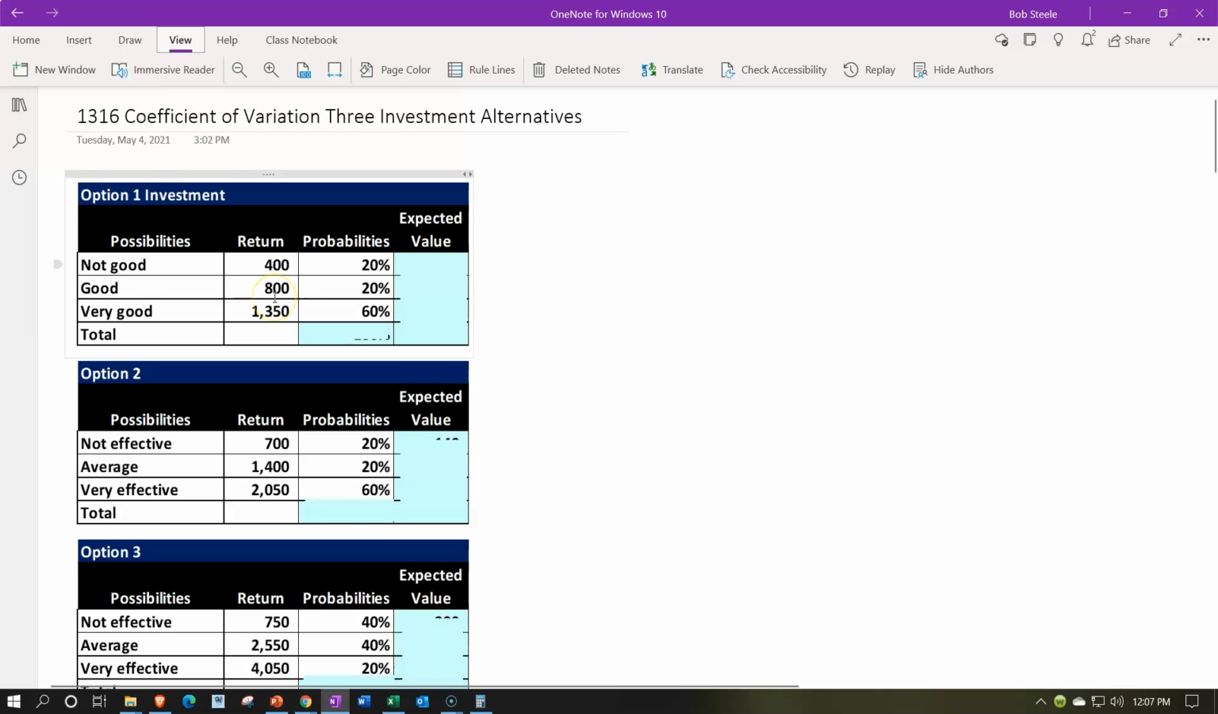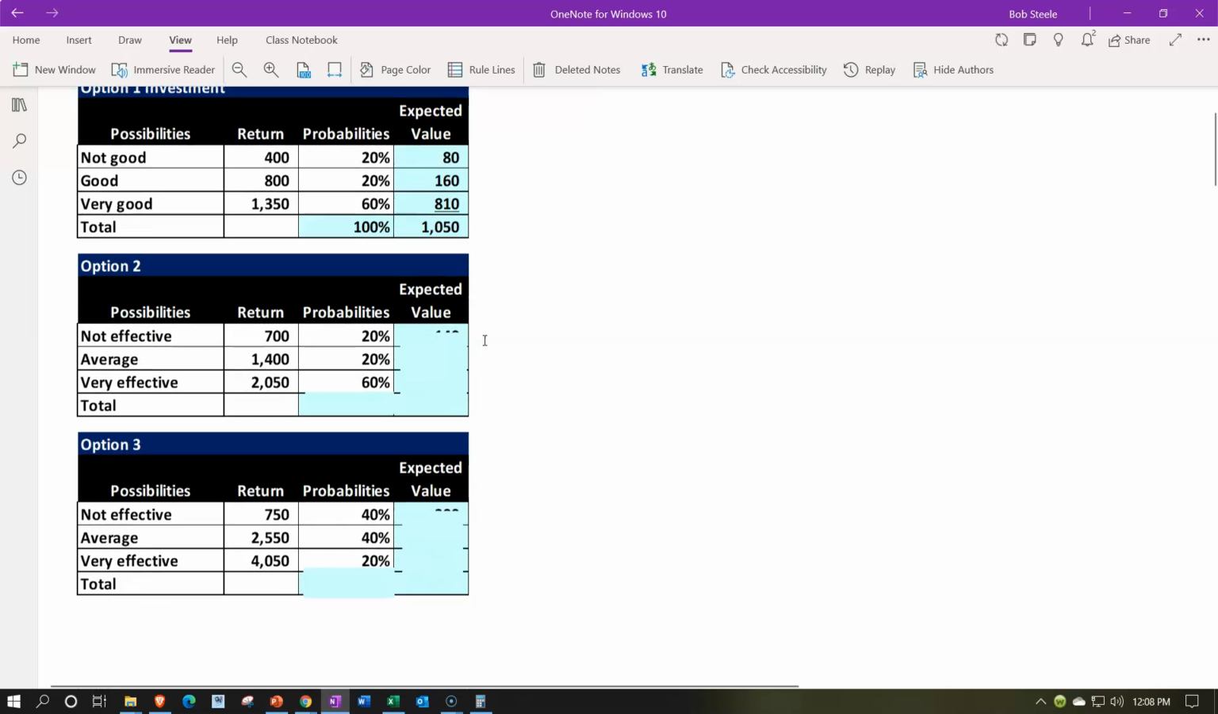So we're going to say that not good, we got the 400 times the 20%. That's going to give us the 80. The 800 times the 20% is the 160. And the very good is going to be our most likely option, we believe, possibly the economy going up or something like that. And we're thinking that it's going to be what we expect to happen. 1,350 times the 60% is the 810. Obviously, all the percentages need to add up to the 100%. That's going to be our expected return. So we expect the return based on this analysis to be the 1,050.